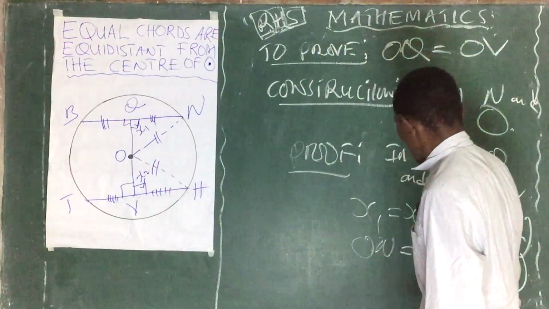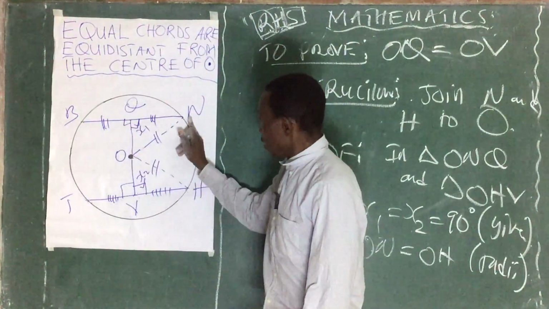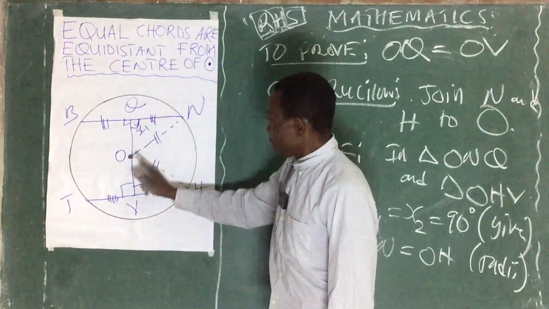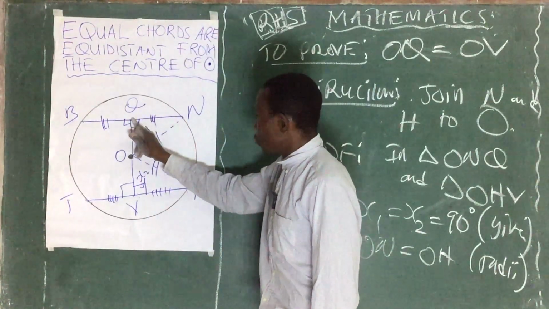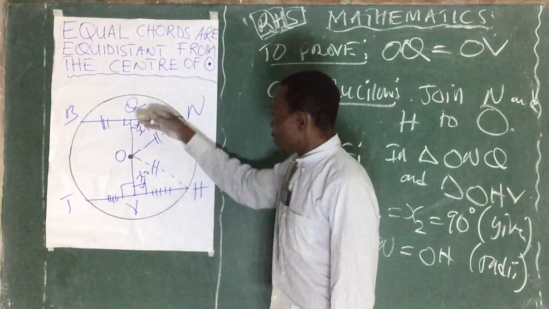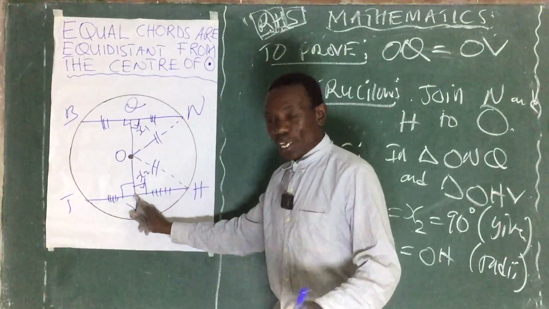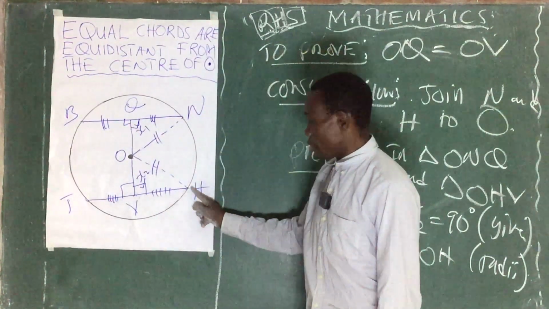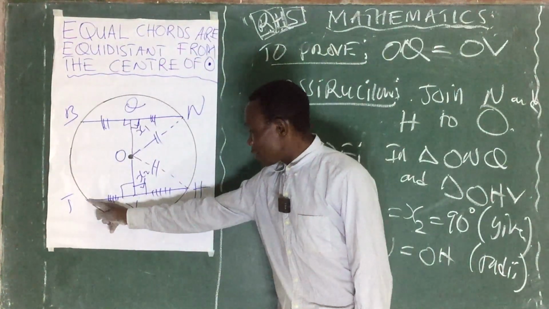I may not like this one down here, but we can just discuss here. Look at this: BN is equal to TH, equal chords. This one is bisected to produce this side, QN being equal to QB. And again here, considering that the two chords are equal, this line OV is also what? Is also bisecting TH here, giving us that HV should be equal to what?